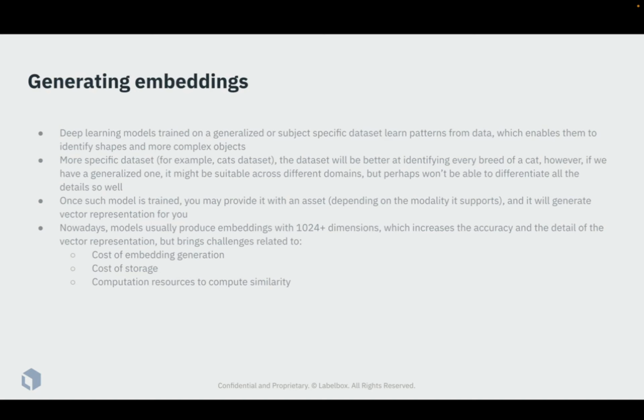Once such a model is trained, you may provide it with an asset, depending on the modality it supports, and it will generate a vector representation for you. Nowadays, models usually produce embeddings with over 1024 dimensions, which increases the accuracy and the detail of the vector representations. However, this also brings some challenges, such as the cost of the embedding generation, the cost of storage, but also the computational resources that are needed to compute similarity.